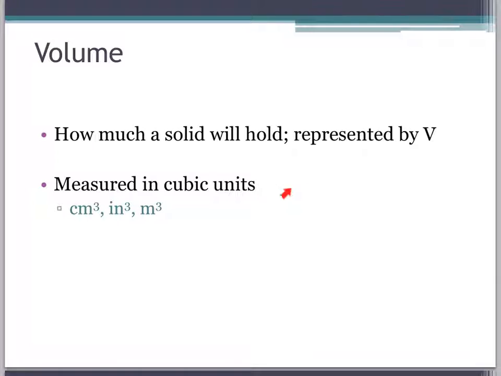So it's measured in cubic units. So cubic centimeters, cubic inches, cubic meters. So to the third power, because it's volume, because we're multiplying length times width times height. Three things multiplied, it's going to be cubic.